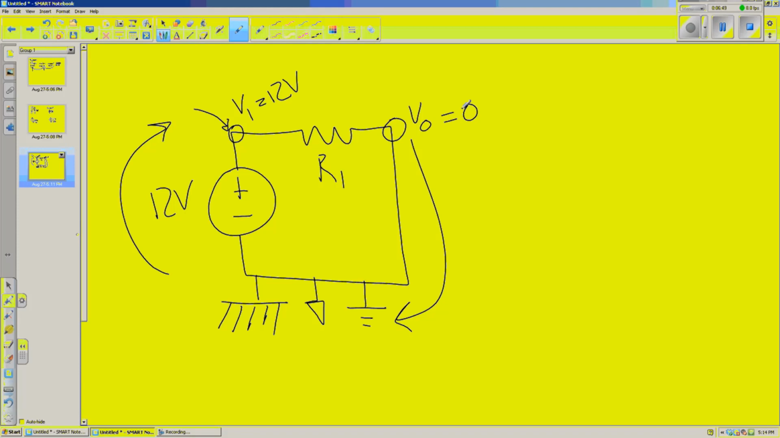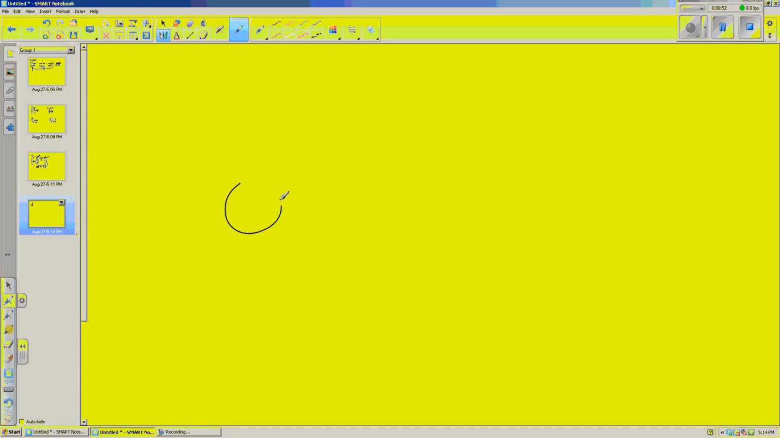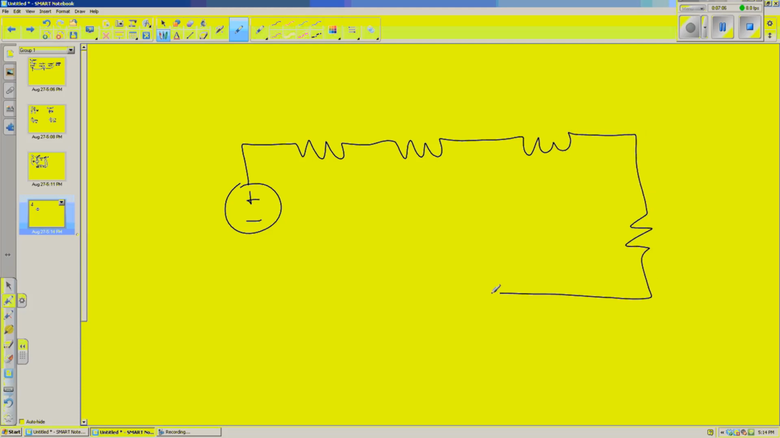Alright, let's beef this up a bit, see if we can't take it further. So we'll start out the same. Positive and negative terminal. Let's put a resistor here. Say put a resistor here. A third one here. Come around. Fourth one on the side. And come back in. So here we've got our ground.